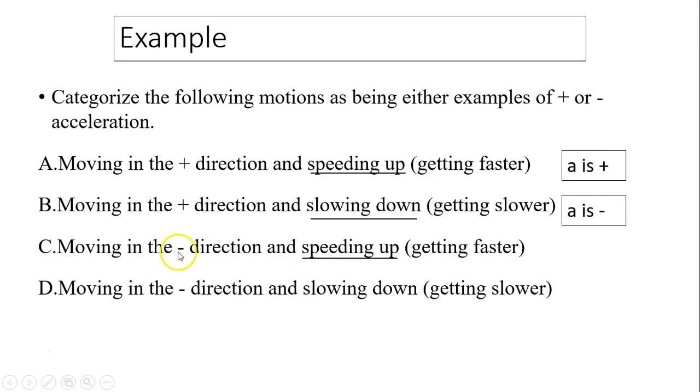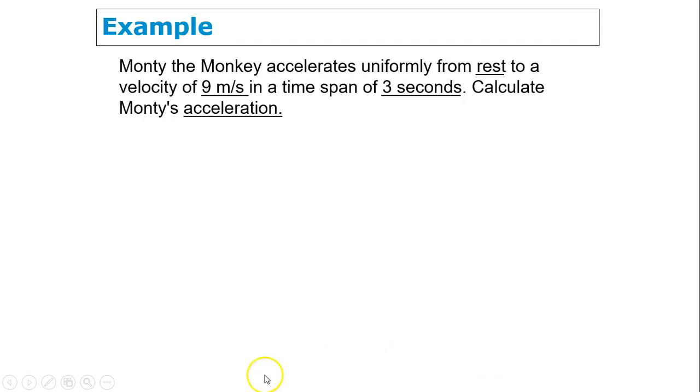Speeding up, same: negative, negative. Slowing down, opposite: negative means positive. Acceleration is positive. Let's do a couple of examples to figure out the magnitude of acceleration.